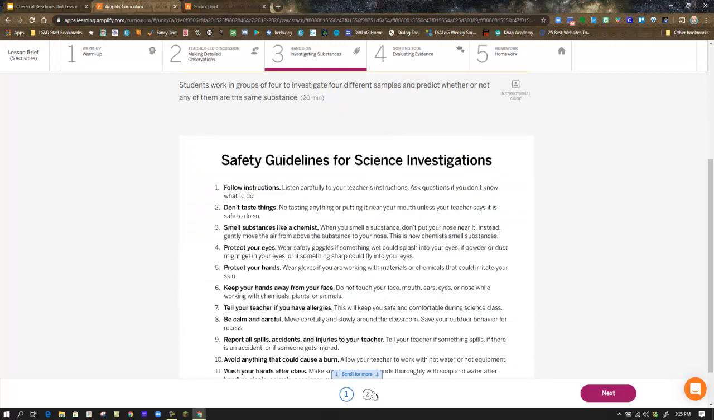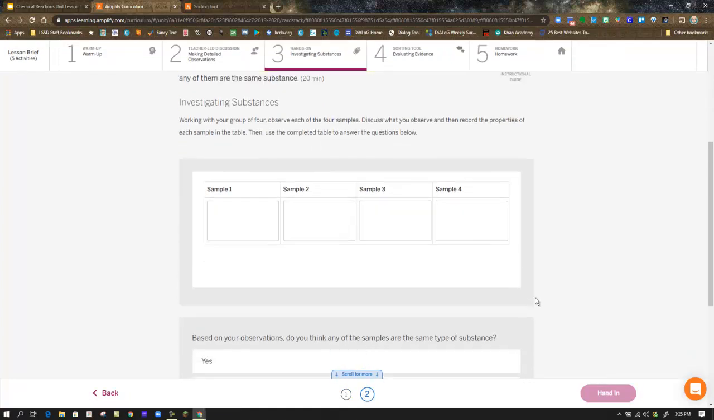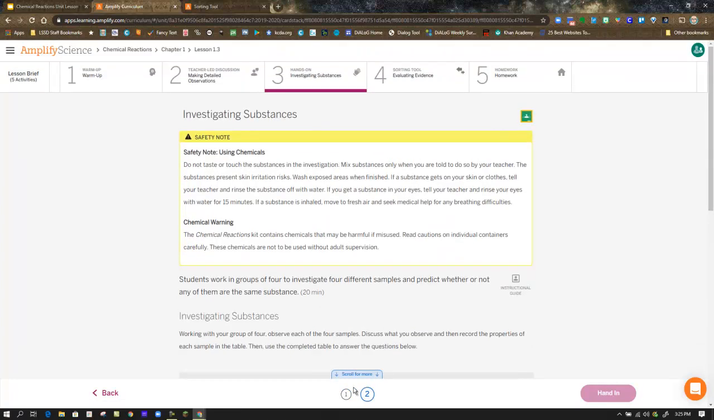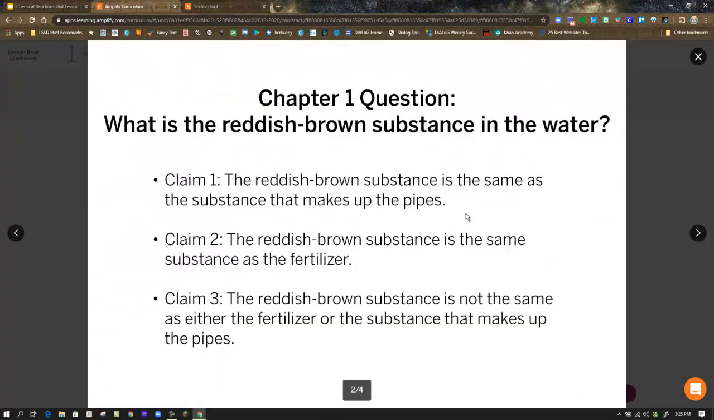Step 1 does point you in the direction of safety guidelines, and step 2 is where you will record the results. Before we do, we need to pull up the projection. So if you want to go back to the lesson brief, you can if you want to refer to this on your own. But the chapter 1 question is, what is the reddish-brown substance in the water? And they provide 3 claims for us.